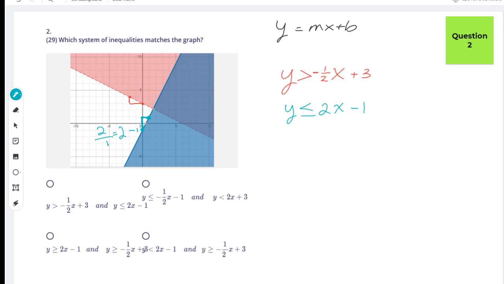So that means that this first set of inequalities would be our system.